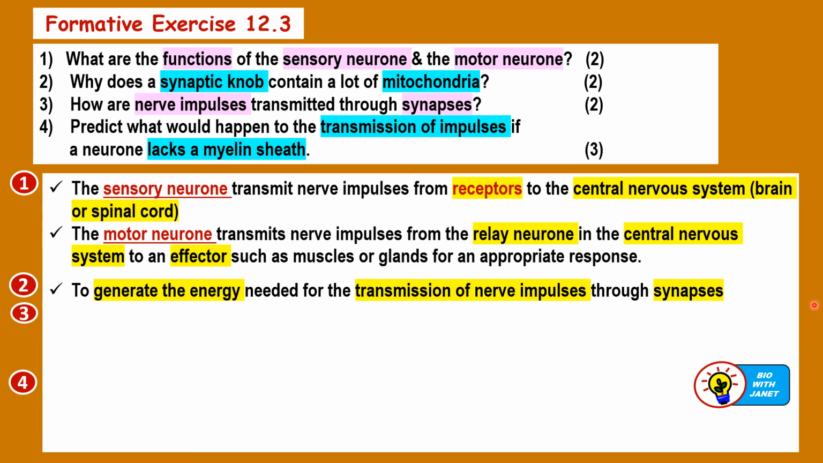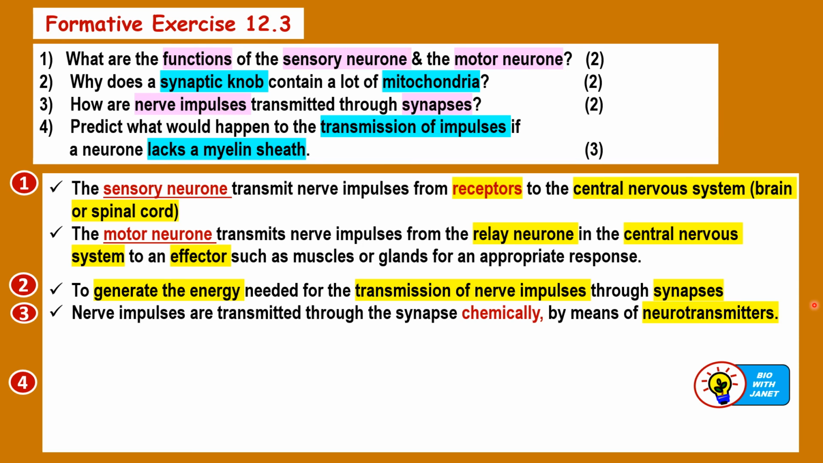Number 2, why does a synaptic knob contain a lot of mitochondria? It is to generate the energy needed for the transmission of nerve impulses through the synapse. Number 3, how are nerve impulses transmitted through synapse? Okay, it's just 2 marks, so we have to be brief about it. But for essay questions, when more marks are involved, you have to explain in more detail. Okay, so here is only 2 marks.